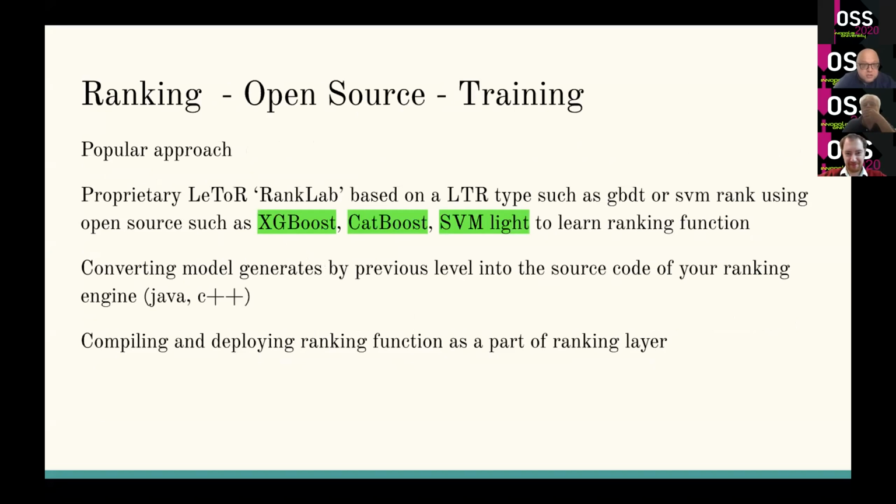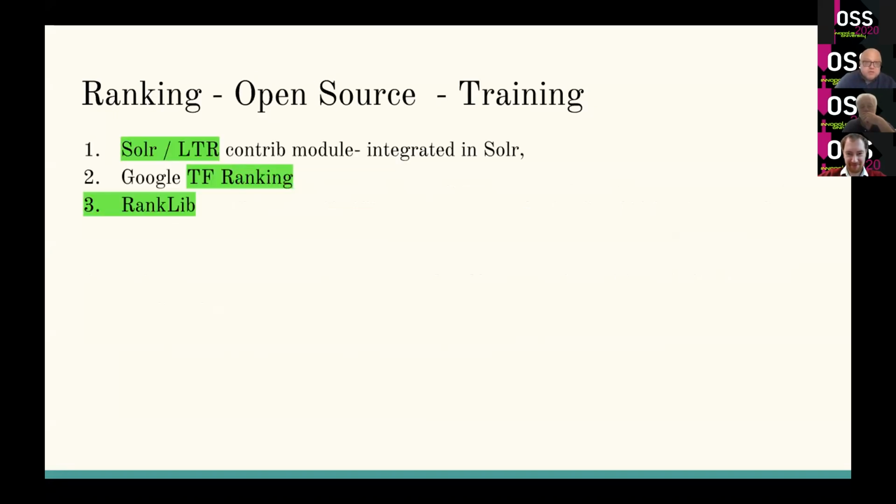And there is also a lot of open source for this. There are several approaches to learning to rank. There is the old SVM rank and so on, and there are newer methods based on gradient boosted decision trees. There are a lot of open source packages like XGBoost, CatBoost, actually a recent development from Yandex, a really great package. SVM light, very old, but still useful for simpler tasks. And you can use this open source to build your search stack ranking based on these packages. And there are different ways. Typically you generate a model, convert it into source code of your ranking engine, compile and deploy this, but open source packages are super useful for this.